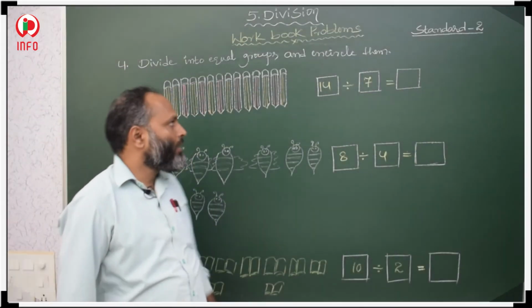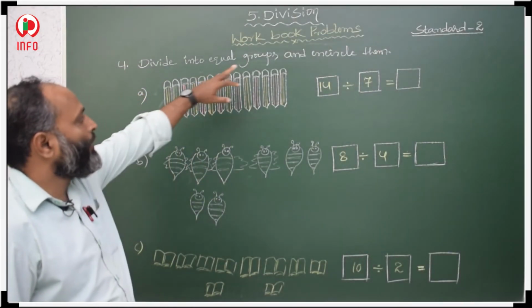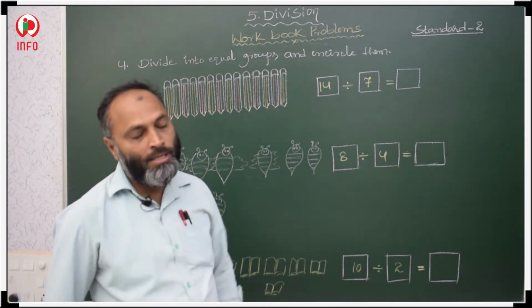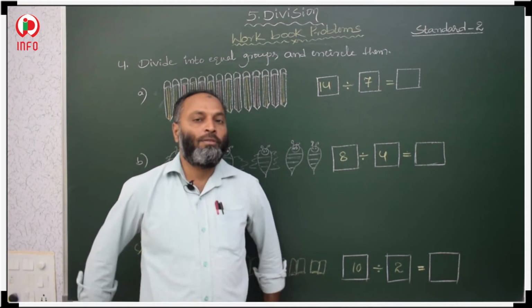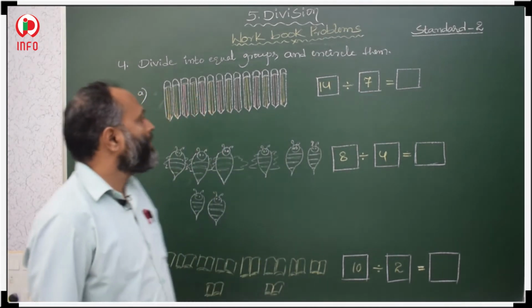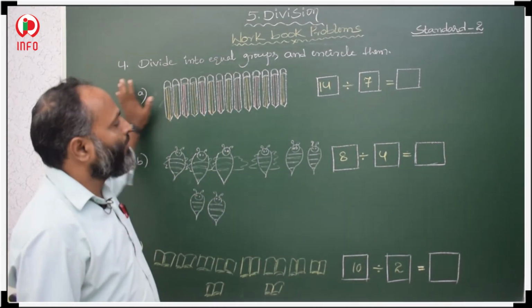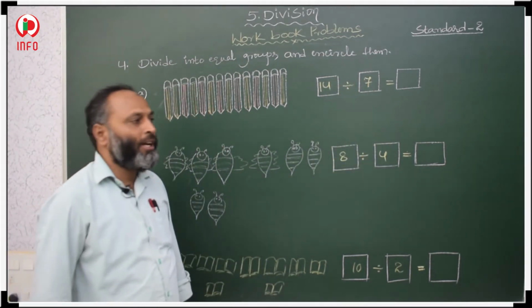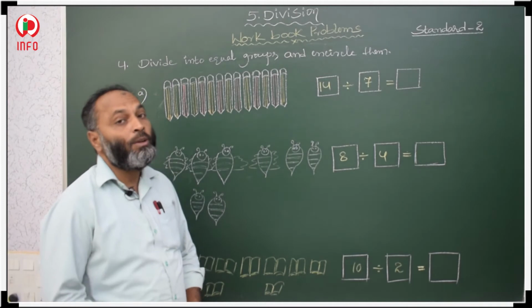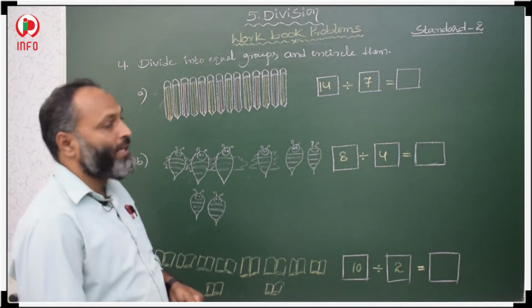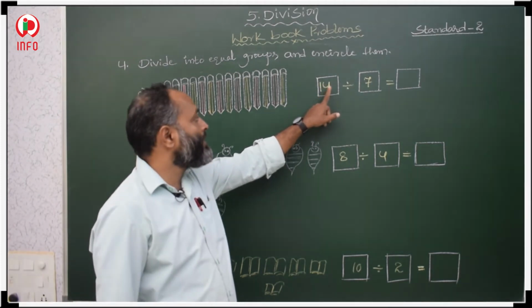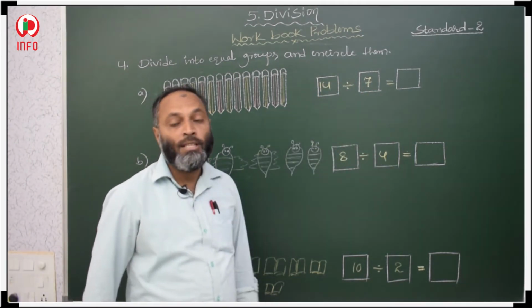Okay. Yes, now students, here divide into equal groups and encircle them. So, we have to circle also. We have to circle them. So, here in the first question, 14 divided by 7, 7 groups. So, we have to divide into 7 groups. In total, how many pencils were there? 14 pencils. These 14 pencils we have to divide into 7 groups.